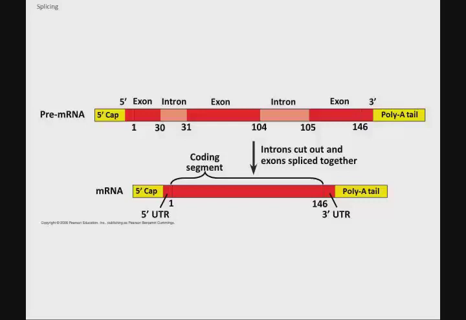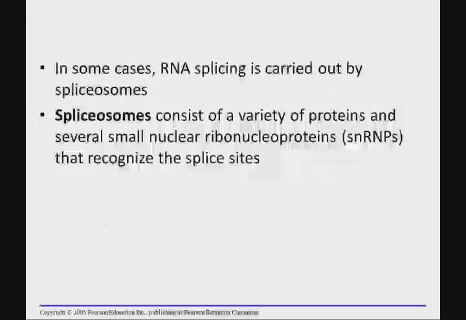And so they're displayed here as light pink, and those need to be removed, because if you try to translate them, you're going to get gobbledygook. You're going to get a protein that's junk. It's not going to work. All right? So what we have here is the machinery is called the spliceosome.